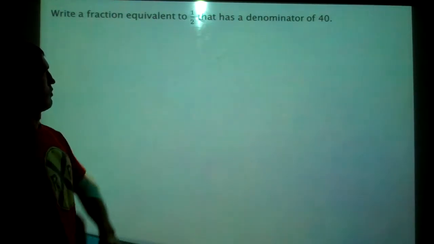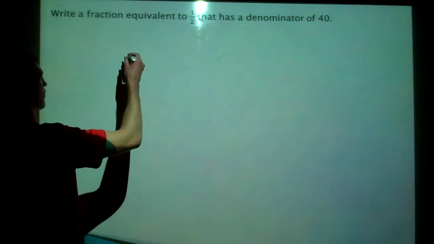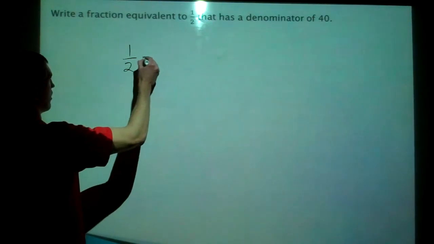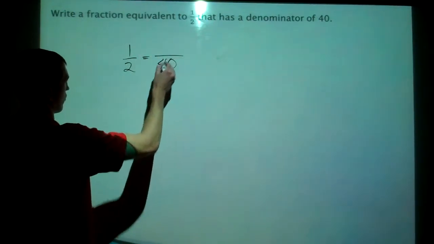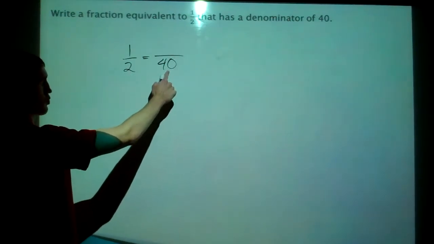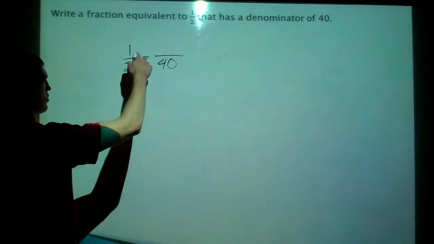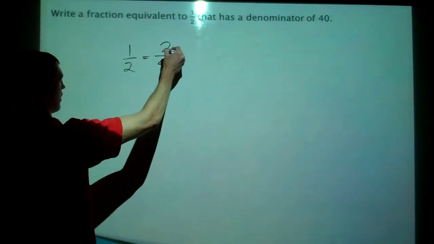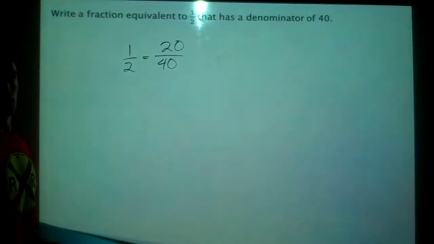Write a fraction equivalent to 1/2 that has a denominator of 40. So we need 1/2 equal to something over 40. Well, 2 times 20 will get us to 40. So we'll do 1 times 20, and there we go. We get 20 over 40. Same thing as 1/2. That's an equivalent fraction.